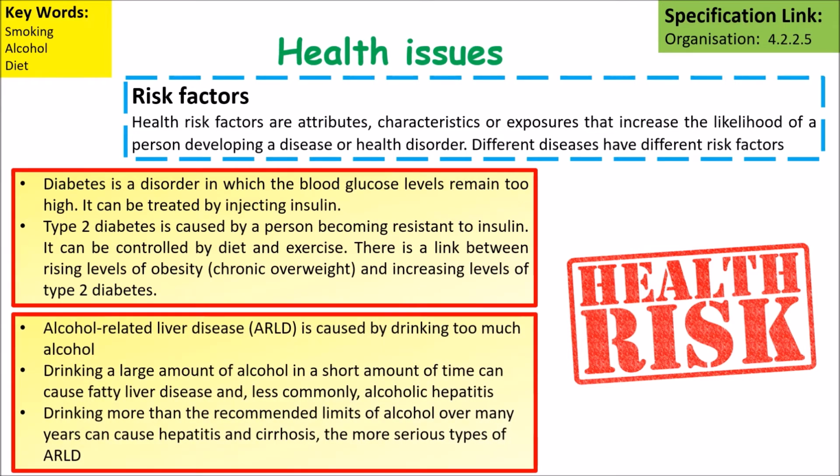Alcohol-related liver diseases are related to drinking too much alcohol. So drinking a large amount of alcohol in a short time can cause fatty liver disease and, less commonly, alcoholic hepatitis. So drinking more regularly than the recommended limits of alcohol over many years can cause liver cirrhosis.